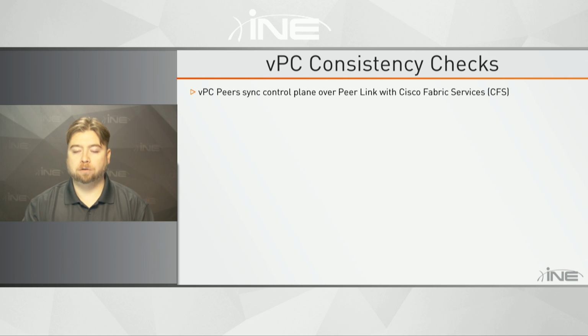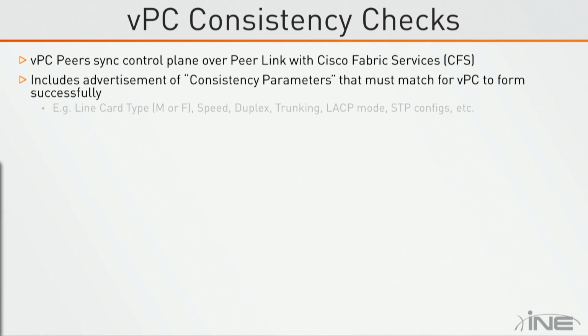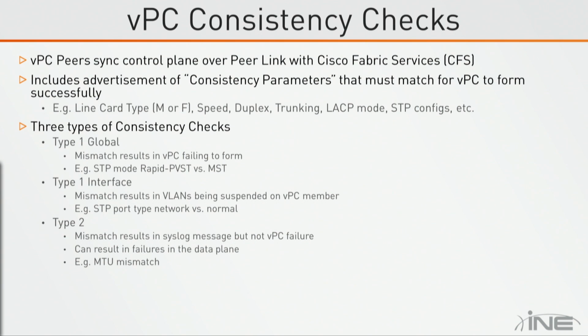So assuming that we're starting from a blank config and we don't have anything configured other than the vPC domain number, the keep alive, the peer link, and then the match config for the members, we should see that all of the different types of consistency are going to be matching. Specifically, there are 3 types of consistency checks that the box is going to run.